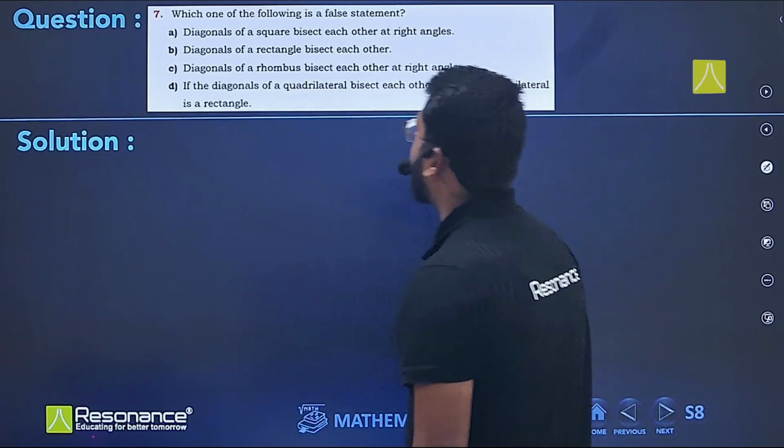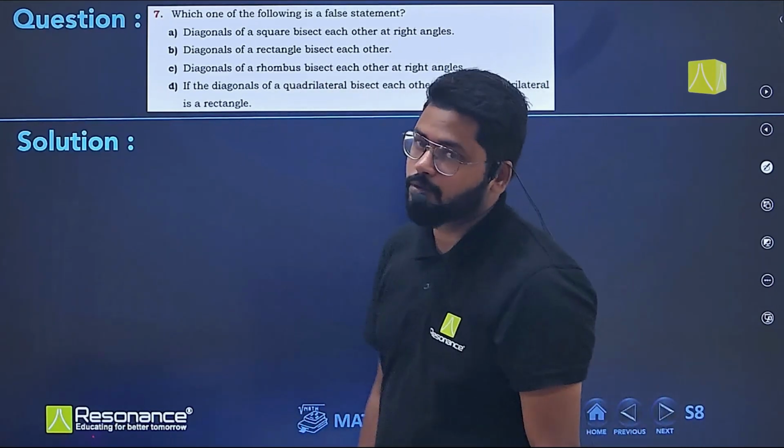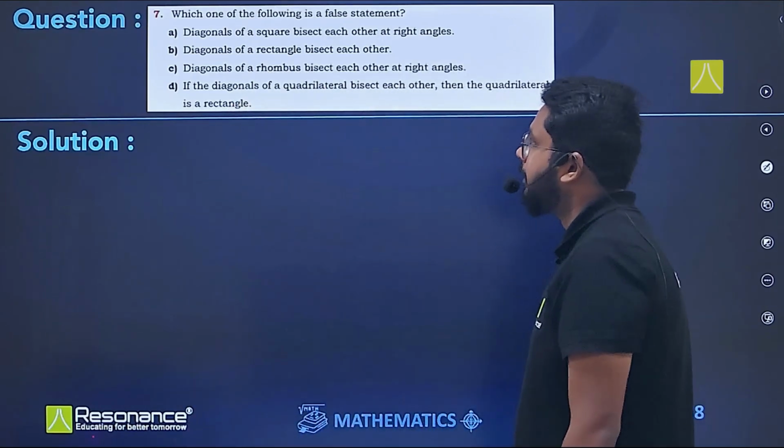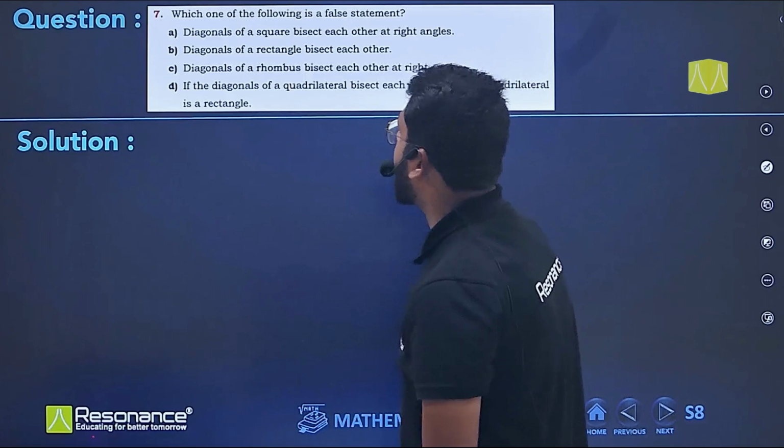First, the diagonals of a square bisect each other at right angles. That is correct, because they bisect at a right angle. Second, the diagonals of a rectangle bisect each other. That is also correct. Third, the diagonals of a rhombus bisect each other at right angles.